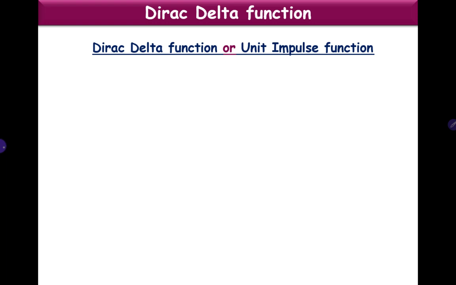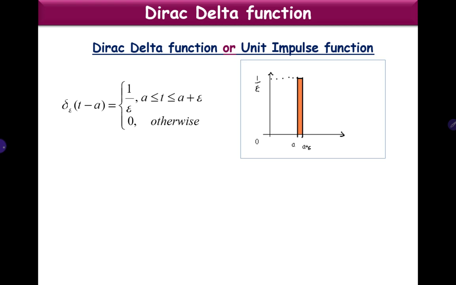So to define Dirac delta function, first we define the function delta epsilon of t minus a. It is equal to 1 by epsilon in the interval a to a plus epsilon, and at all other points it is 0. So here in this figure you can see in the strip a to a plus epsilon, its value is 1 by epsilon, and at all other places it is 0. So this is delta epsilon of t minus a.